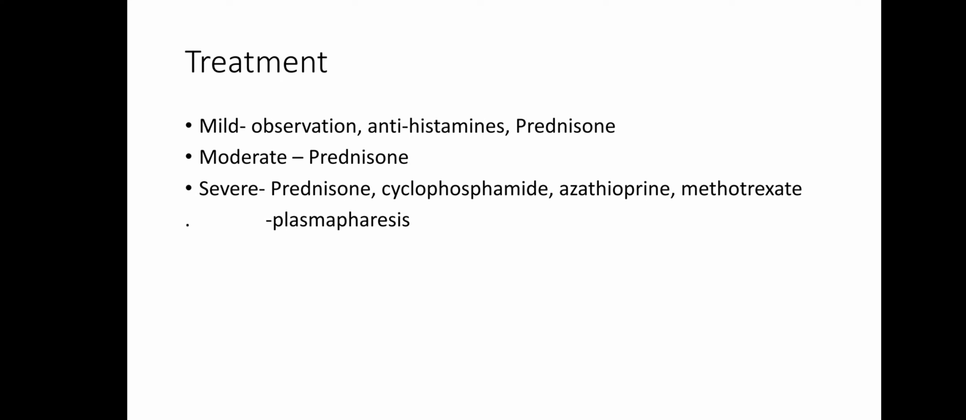So treatment depends on the severity of the vasculitis. If you have mild disease, just a bit of skin lesions, purpura, you can just put them under observation. If it's too symptomatic, you can go for antihistamines and sometimes prednisone. Moderate disease, you use prednisone, which is a steroid. Obviously, corticosteroids counteract inflammation, so the antidote for inflammation would be steroids. So prednisone is used. And if you have severe vasculitis, life-threatening, causing end organ damage, you use high dose prednisone.